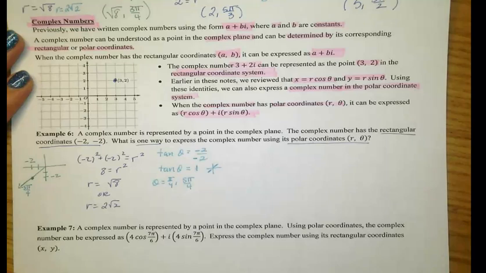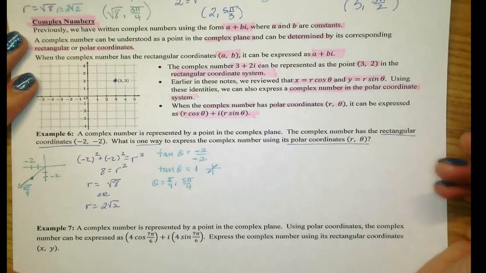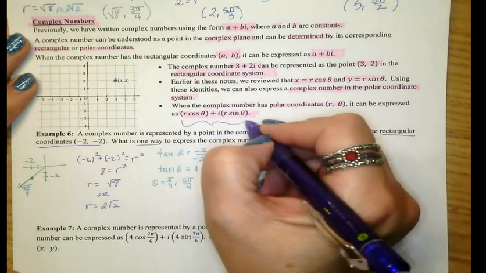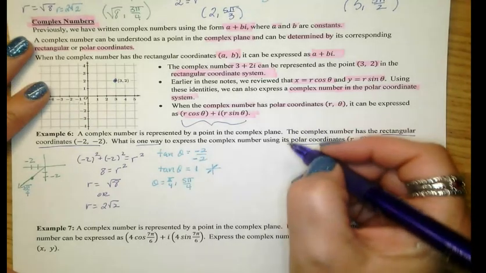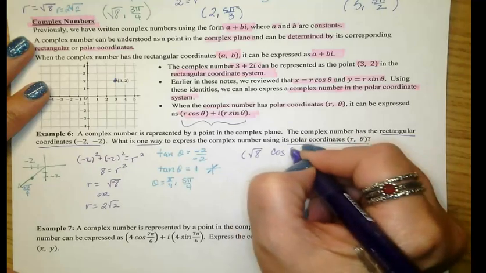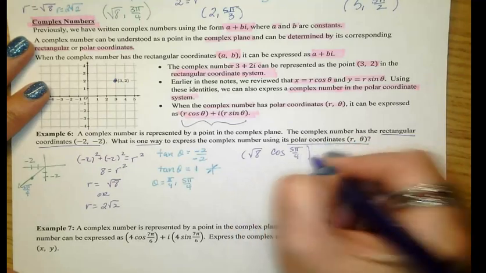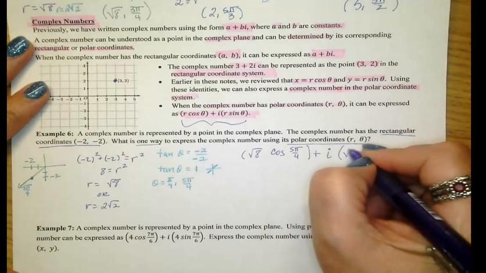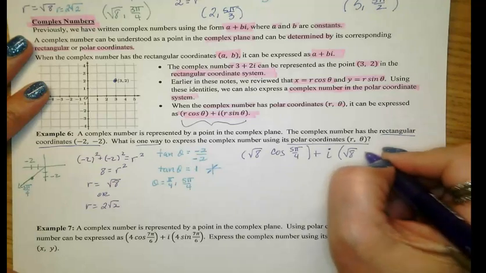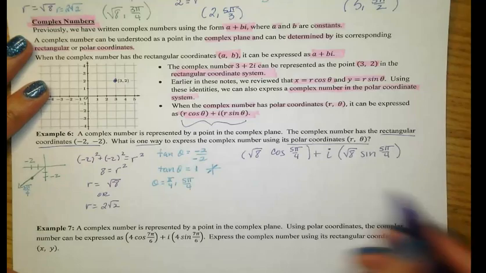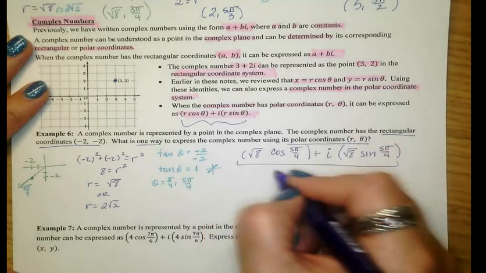So now I know that angle and I know the distance down the angle. So I'm going to come up here and put it in my complex form, which is right here. Okay. So then I'm going to have square root of 8 cosine 5 pi over 4 plus, and then I'm going to have my I, and then I'm going to have square root of 8 because that's my radius, sine 5 pi over 4. And that is my complex form.